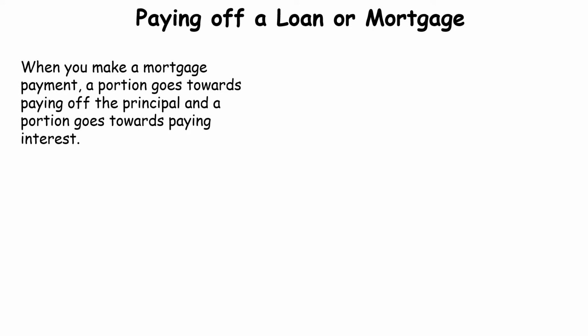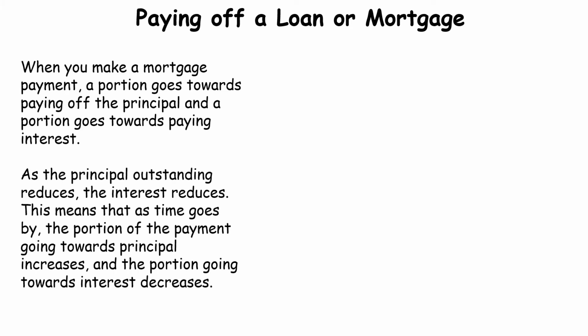So often you hear people talking about how they've paid back years and years of a mortgage, and they still owe nearly as much as they did to begin with, because they've literally been paying so much interest. So when you make a payment, a portion goes towards paying off the principal and a portion goes towards paying off the interest. And it is the interest that takes priority. Remember that. As the principal outstanding reduces, as you owe less, then the interest will be less, because the interest is charged on what's outstanding.